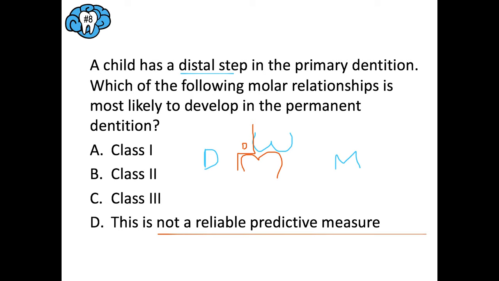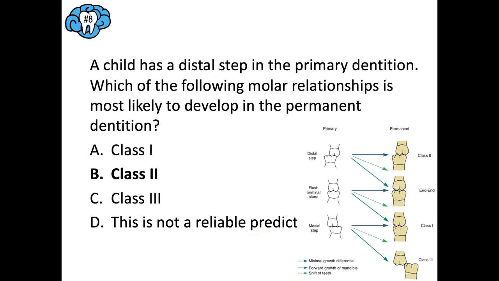And that's true for many of the relationships in the primary dentition, but not true for the distal step. The distal step is almost 100% guaranteed to become some level of class 2. So remember, when you have a distal step, you have a very, very close to 100% chance that you're going to end up with some level of class 2 in the permanent dentition. So the answer here is B.